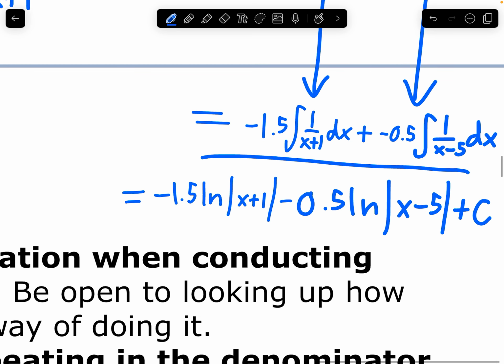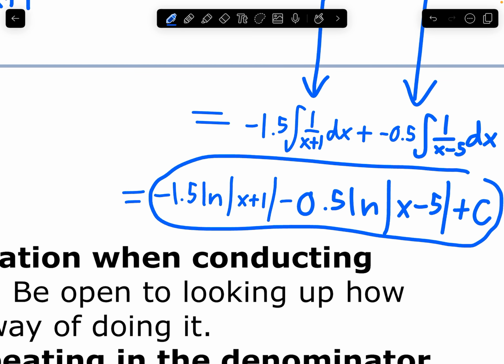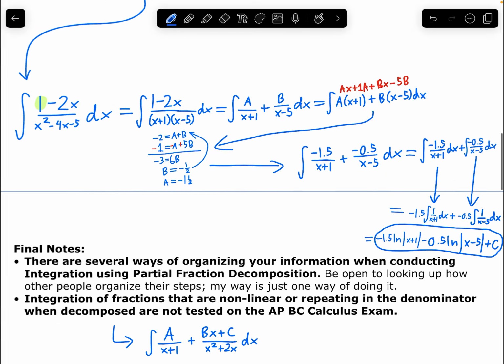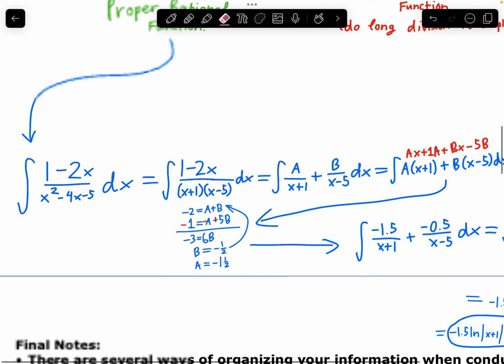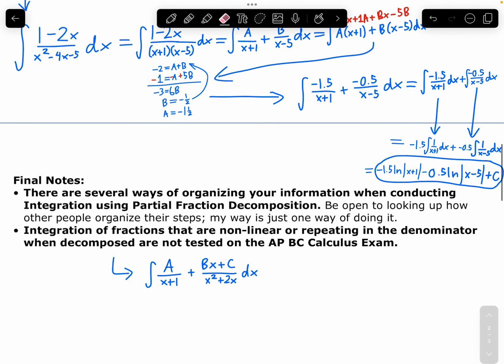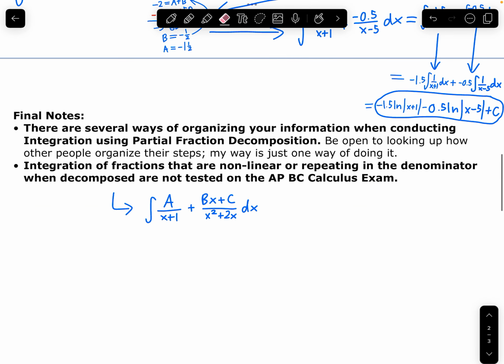Yeah, so we're just going to go ahead and circle that. So now this equation right here is equal to the integral of 1 minus 2x over x squared minus 4x minus 5. So that's it. I hope that made sense to you.